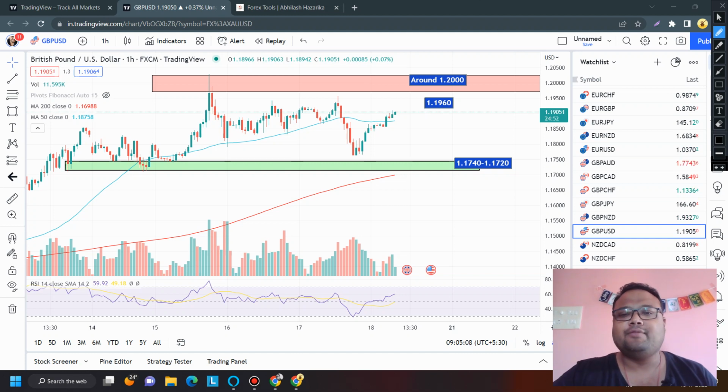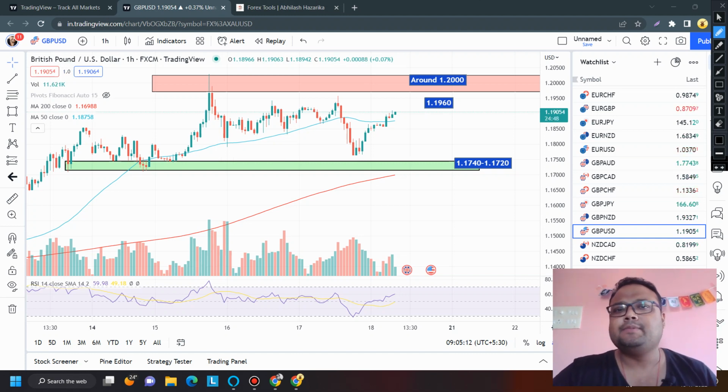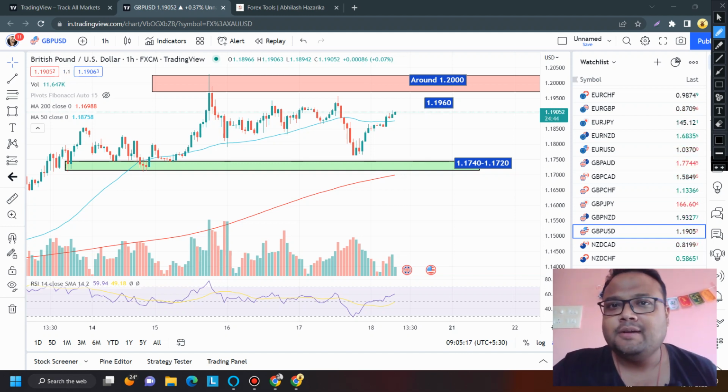So please be careful. And please be careful during the news. Use proper stop loss and risk management. This is my analysis. I can be wrong as well. No trader is 100% accurate. So follow proper risk management.